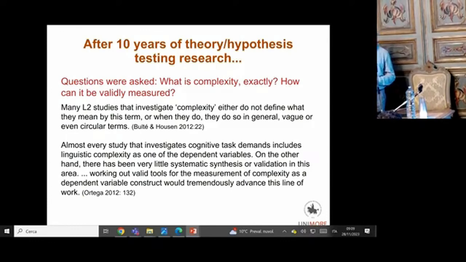So Bulté and Housen, for example, wrote, "Many L2 studies that investigate complexity either do not define what they mean by this term, or when they do so, in general, vague, or even circular terms." And Ortega, in the same year: "Almost every study that investigates cognitive task demands includes linguistic complexity as one of the dependent variables. On the other hand, there has been very little systematic synthesis or validation in this area." So this was the state of the situation about 10 years ago.